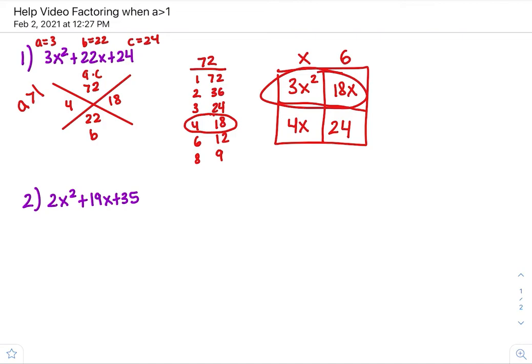Now let's look at the row. Look at the coefficients first, 3 and 18. What can go into both 3 and 18? The biggest number, 3. And look at the variables. They both have an x, so we can factor out an x as well. And then we got this row. Look at the numbers, 4 and 24. What can go into both 4 and 24? 4, so we can factor out a 4. And there's our factor: 3x plus 4 times x plus 6.